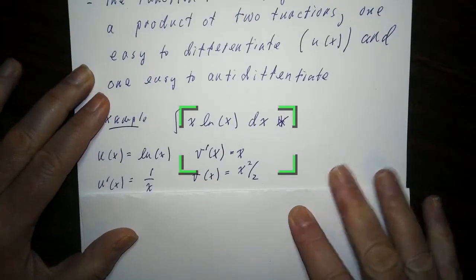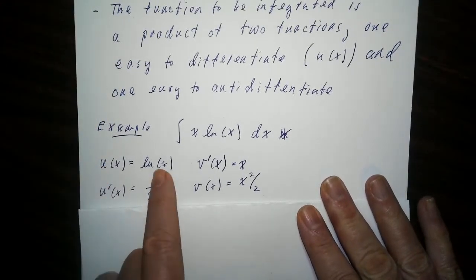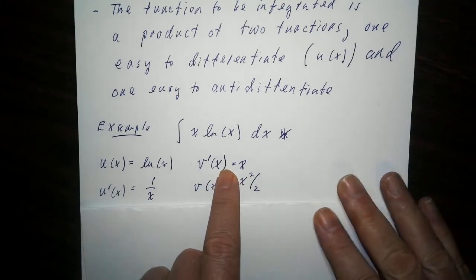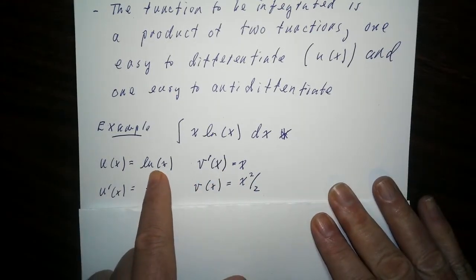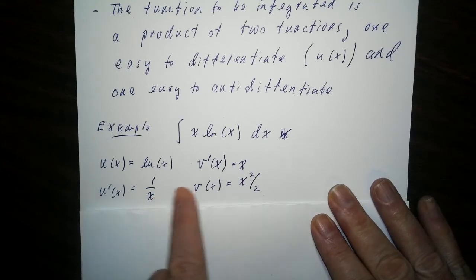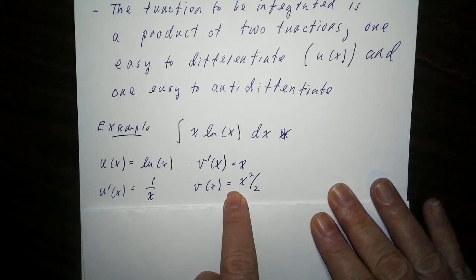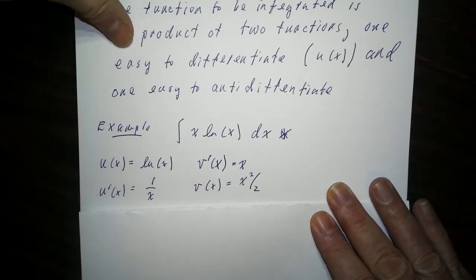So typically what we do is, once we make an educated guess as to what u and v are, we write down u and v prime. So u is the natural log of x, its derivative is 1 over x. v prime will be x, and the antiderivative of that by the power rule is x squared over 2.